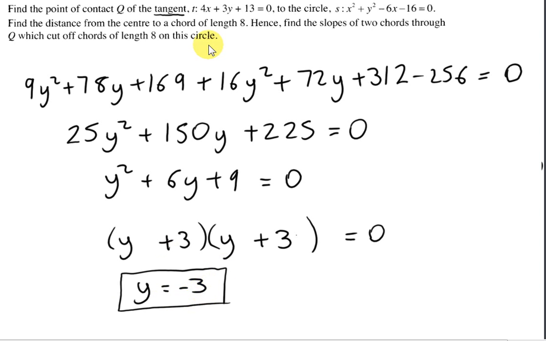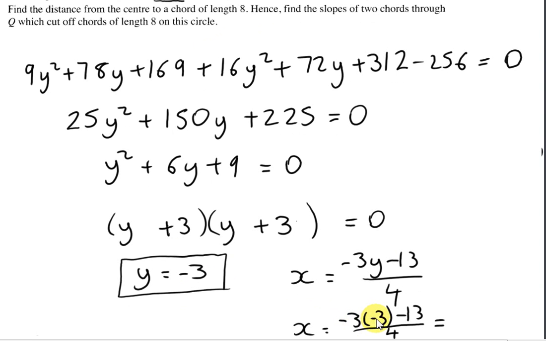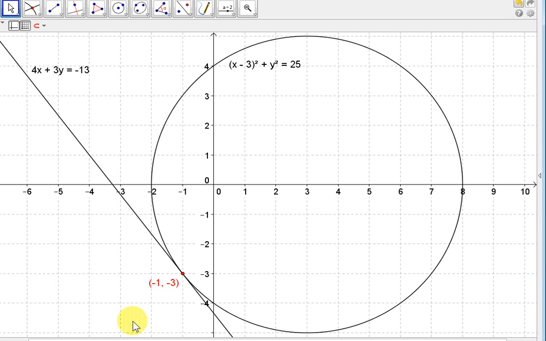So that's y. How do we find x? Well, we go to the linear equation, which was x equals (minus 3y minus 13) divided by 4, and we just plug minus 3 in for y. So we get plus 9 minus 13, that's minus 4, divided by 4 is minus 1. So x is minus 1, y is minus 3. So the coordinates of the point of contact, as we've seen before, are minus 1, minus 3.